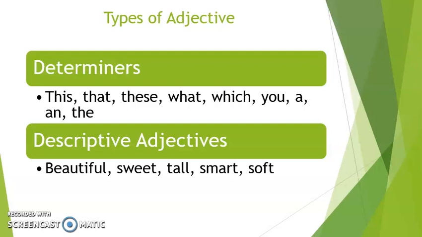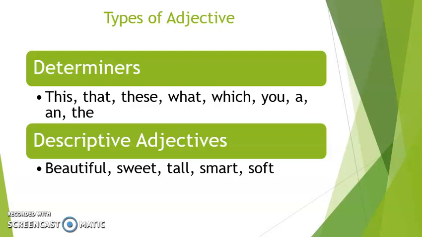Then what about descriptive adjectives? They are things that we use every day. Preeti is a very beautiful girl. So beautiful is a descriptive adjective. It provides a description about the noun Preeti.